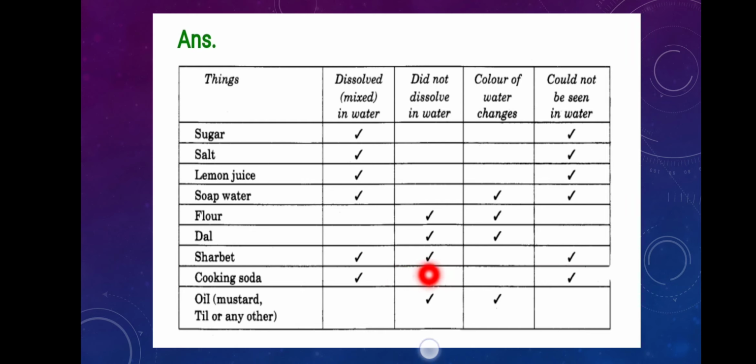Sometimes some of the things are not dissolving properly in water, and the color could not be seen in water. Okay, so it is easily getting mixed. Some of the mixed things are not getting mixed properly, and it cannot be seen. Sometimes the color of the water can be seen. Cooking soda easily mixes with water. Okay, and it could not be seen in water.